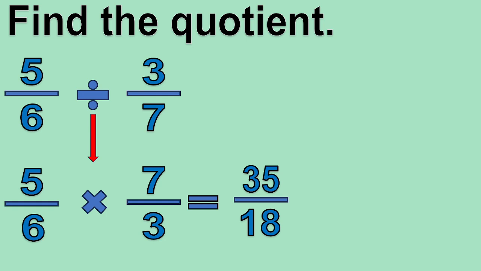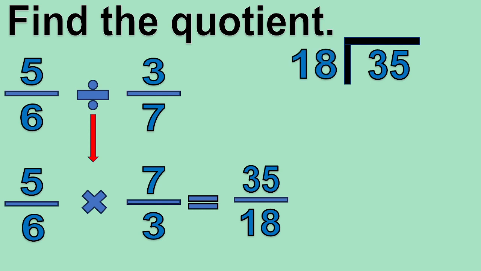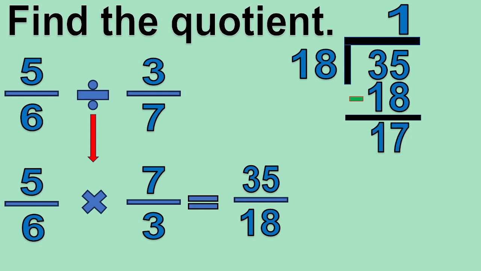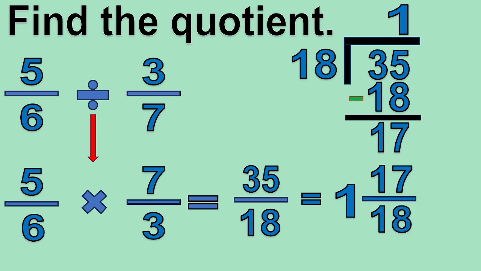So we are going to divide 35 divided by 18. So we have here 1. 1 times 18 equals 18. Now subtract. 35 minus 18 equals 17. So the quotient here will be our whole number. And the remainder will be our numerator. And copy the denominator 18. So our final answer is 1 and 17/18.